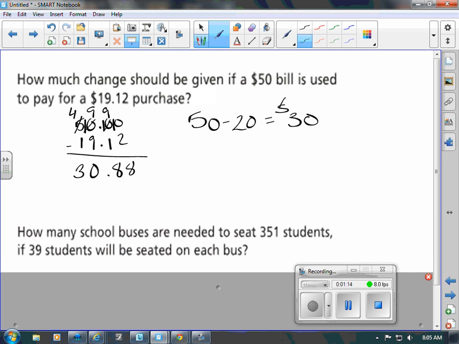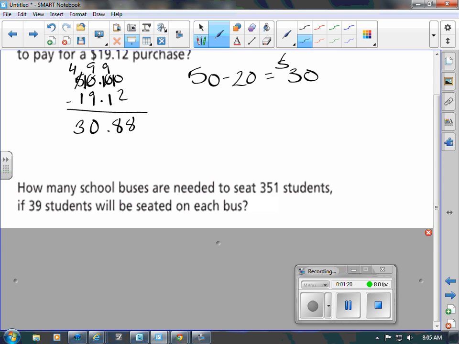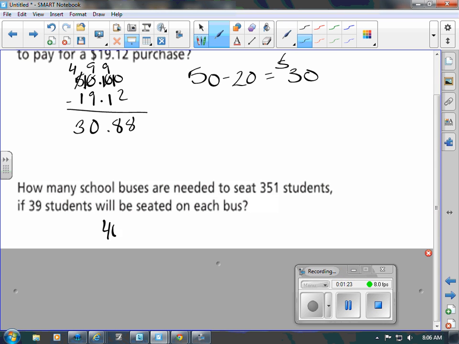Okay, how many school buses are needed to seat 351 students if 39 students will be seated on each bus? You could look at this like estimation, like 40 times something equals around 350. So how many 40s are there? You could look at this like 350 divided by 40. And again, just using that estimation to check your answers. So as you guys work through that, you can pause the video, finish out that problem, and think about how that works through. Come back and we will talk about it.